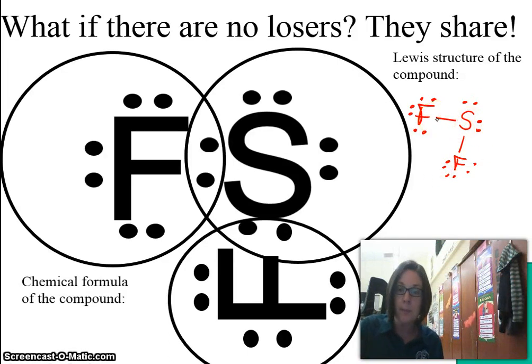Now the chemical formula for this is just going to have the element symbols and subscripts. We're going to start with the least electronegative element, which would be sulfur because it's farthest down and to the left on the periodic table, and then fluorine. There's only one sulfur in this, but there were 2 fluorines, so I'd put a subscript of a 2 on the fluorine.